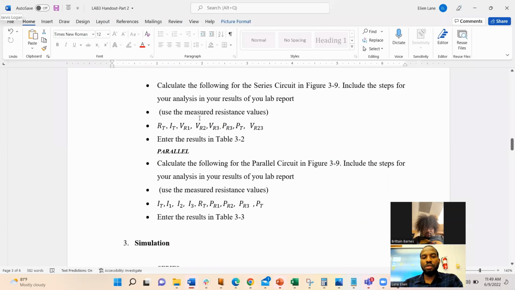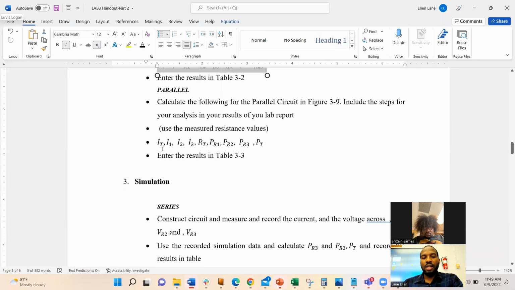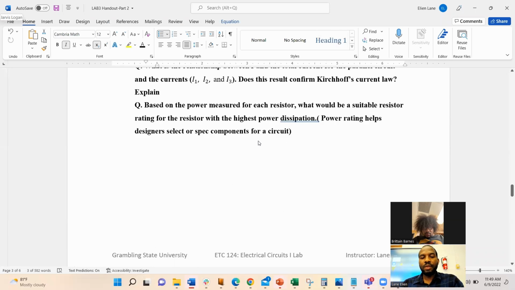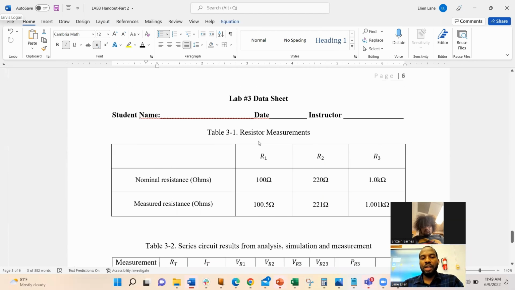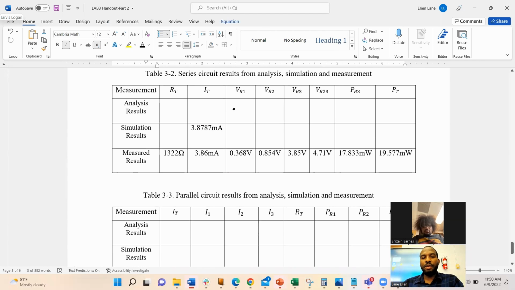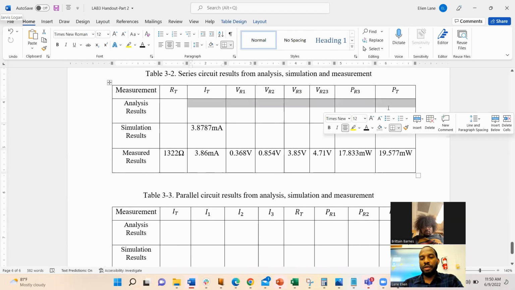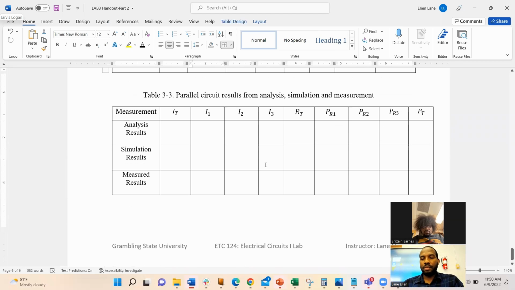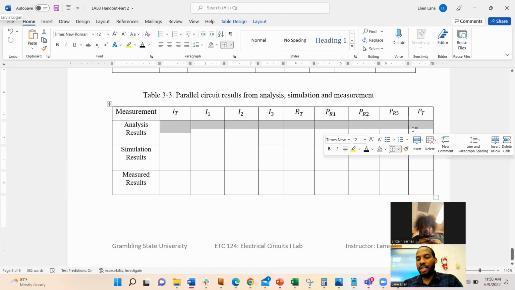So the procedure asks you to find a number of values. You need to find these and put them in the table. Likewise, you're going to repeat the same thing for both series and parallel, and you're going to put your results in the table. So what is that? If you go down to the bottom of the page here, we have a table here. Whatever results you get for your analysis for the series circuit, you're going to put them up here. Whatever results you get for the parallel circuit, you're going to put your analysis results here. After you have done the calculations and you obtain those results, you put them in your table.